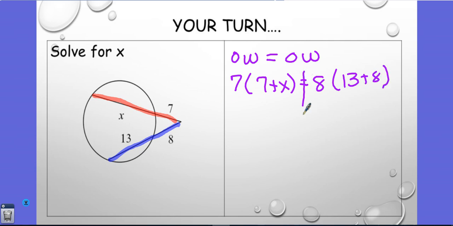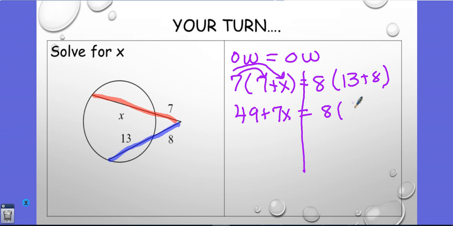So here, I am going to go ahead and do my distributive property. So I get 49 plus 7x. On this side, you can distribute or you can just do the math inside the parentheses first. It is your choice. Whichever way, we should all get the same answer. So this becomes 21. And remember, you can use your calculators. I'm just doing mental math. So 49 plus 7x equals 160 plus 8, that's going to be 168.